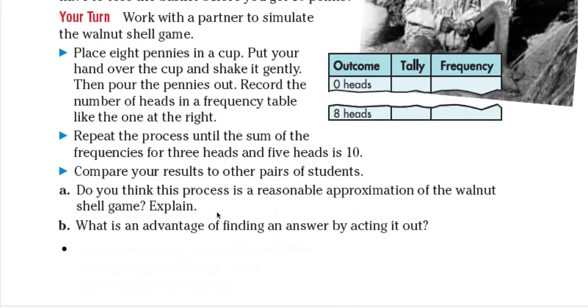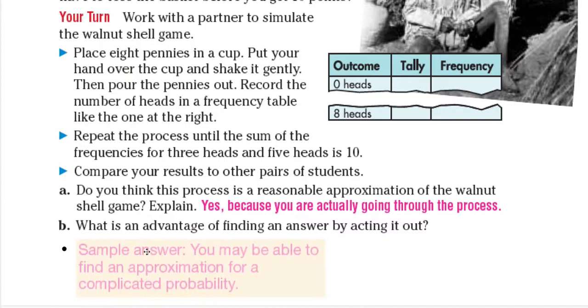Do you think this process is a reasonable approximation of the walnut game? Okay, so the answer of this, of course, would be yes, because you are actually going through the process. There is nothing better than actually going through the process because you get actual results. What's the advantage of finding the answer by acting it out? A good answer might be you may be able to find an approximation for a complicated probability.